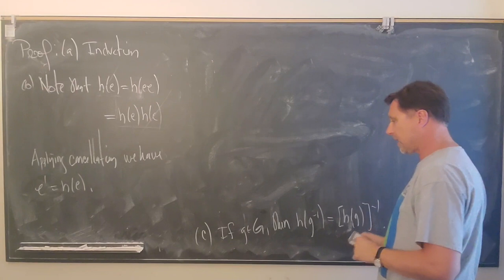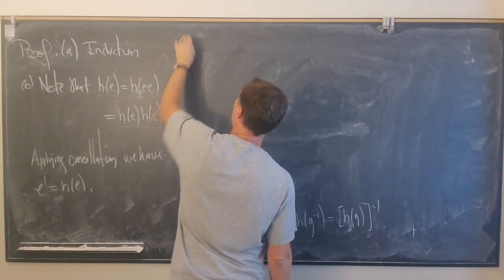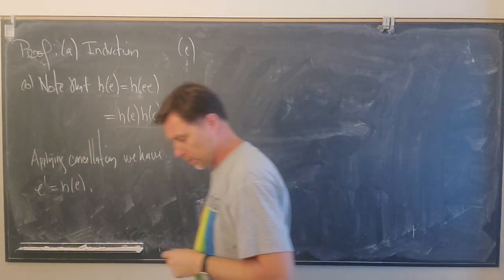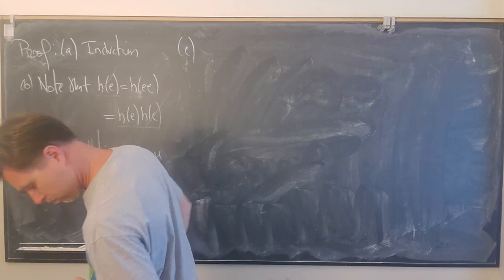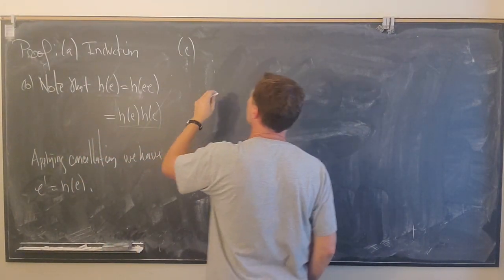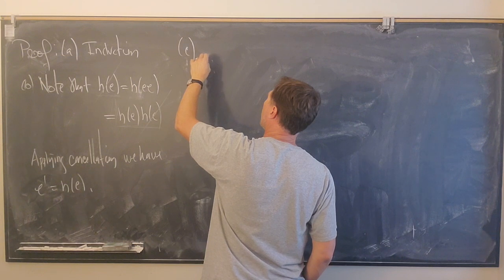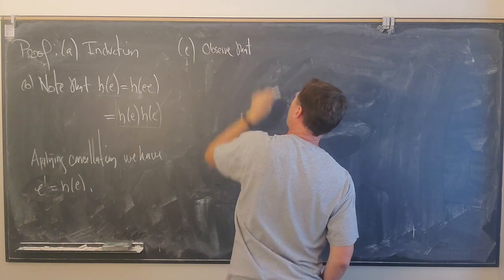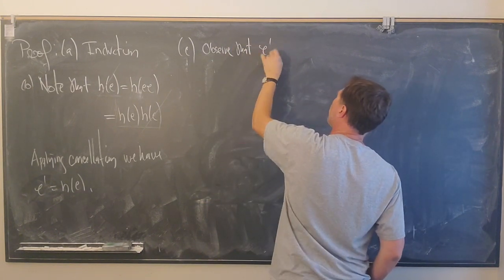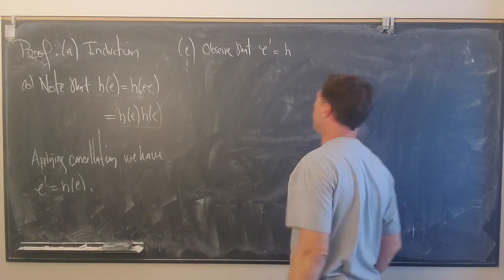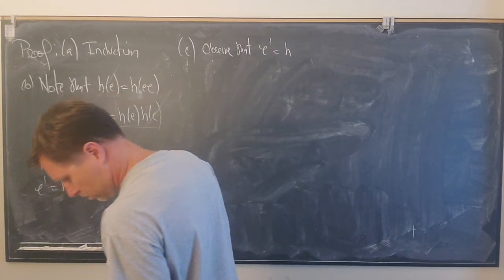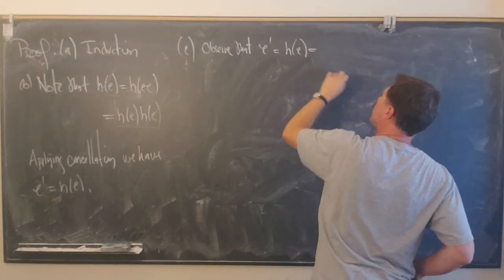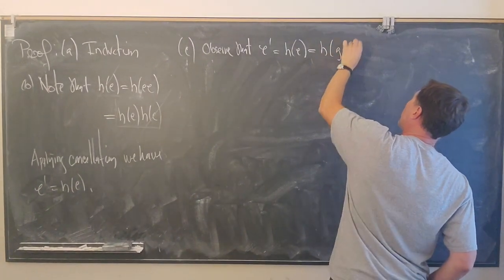that inverses are taken to inverses. So, let's see. I guess let's say observe that, I mean, this is basically just a computation now. E prime is equal to H of E, so that's from part B, which is equal to H of G times G inverse, right?